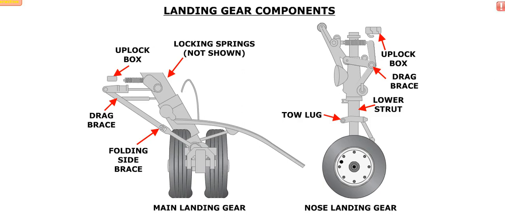The nose landing gear is held in the extended position by a similar type of brace. The lower strut provides lugs for tow bar attachment. Once a gear is locked down, hydraulic pressure is removed from the extension side of the associated landing gear actuator.